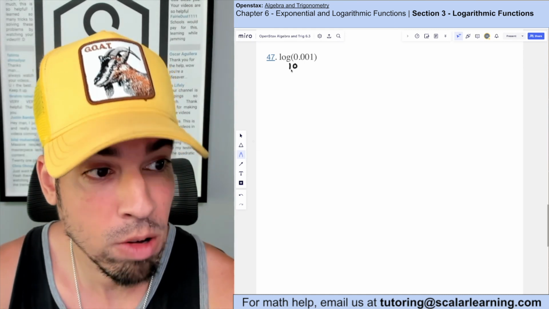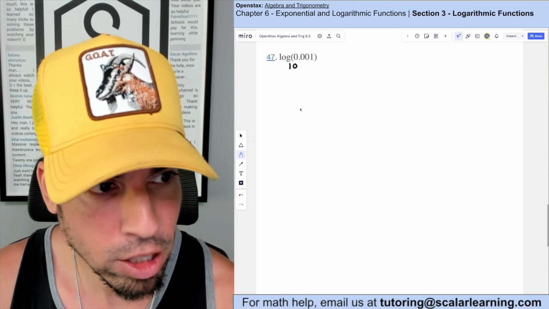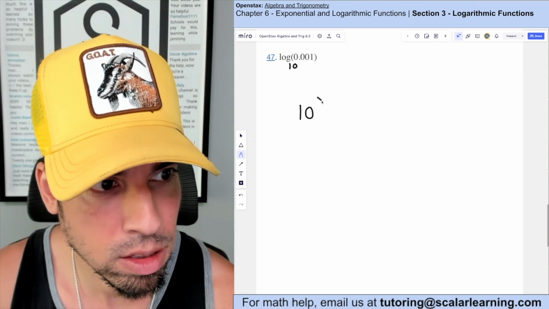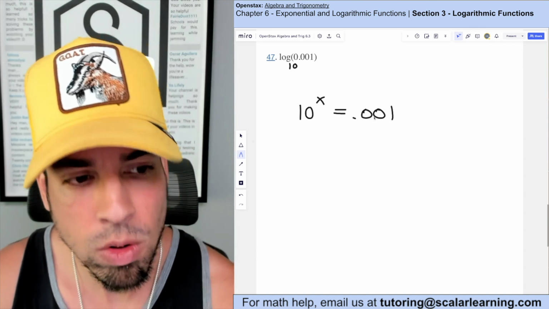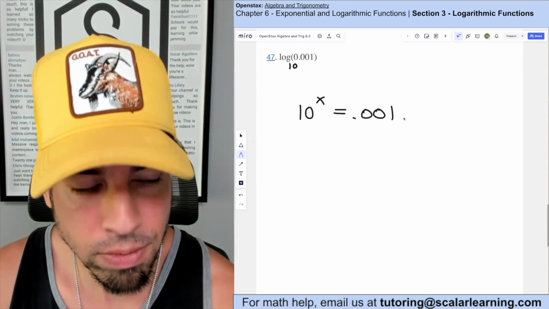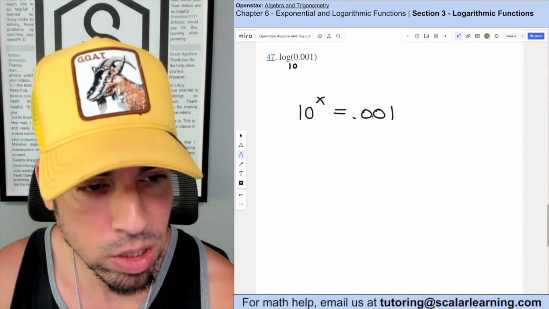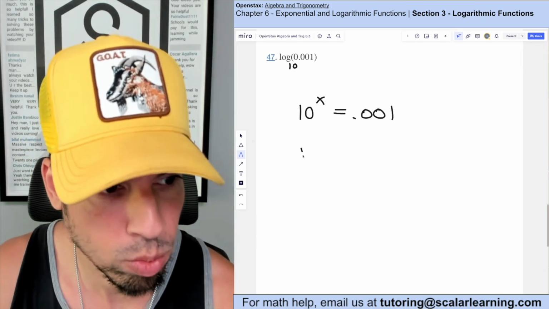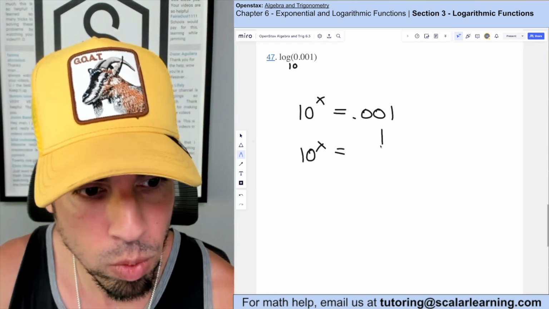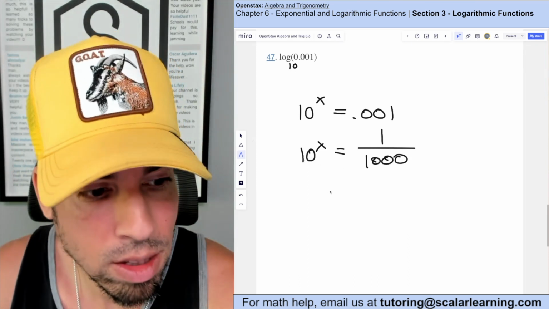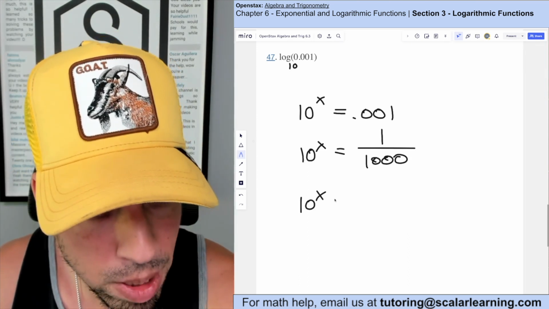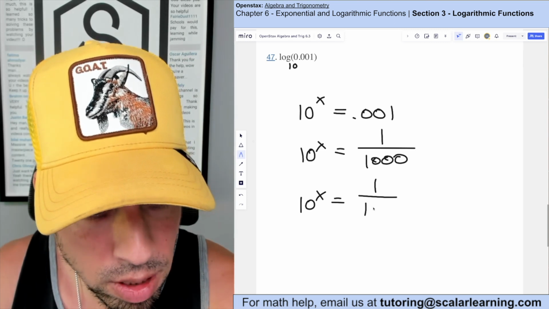of this, which in exponential format is 10 to some power equals 0.001. So maybe writing this as a fraction might be a little bit easier, because 0.001 is 1 over 1,000. Now, what is 1,000 as a power of 10? It's 10 to the 3rd power. So I can write this out a little bit better as 1 over 10 cubed.